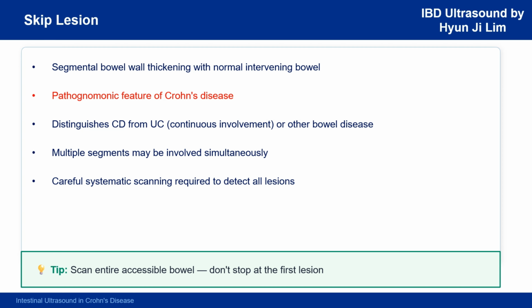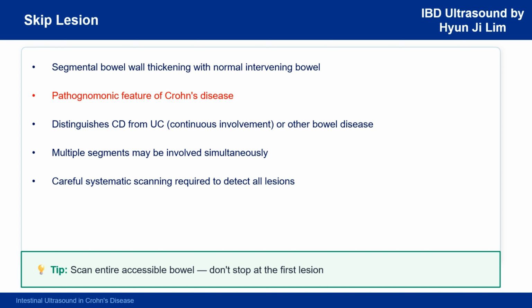The skip lesion is the hallmark feature of Crohn's disease. It refers to segmental bowel wall thickening with normal intervening bowel, meaning you will see an affected segment, then completely normal bowel wall, then another affected segment. This is what distinguishes Crohn's from ulcerative colitis or other bowel disease.